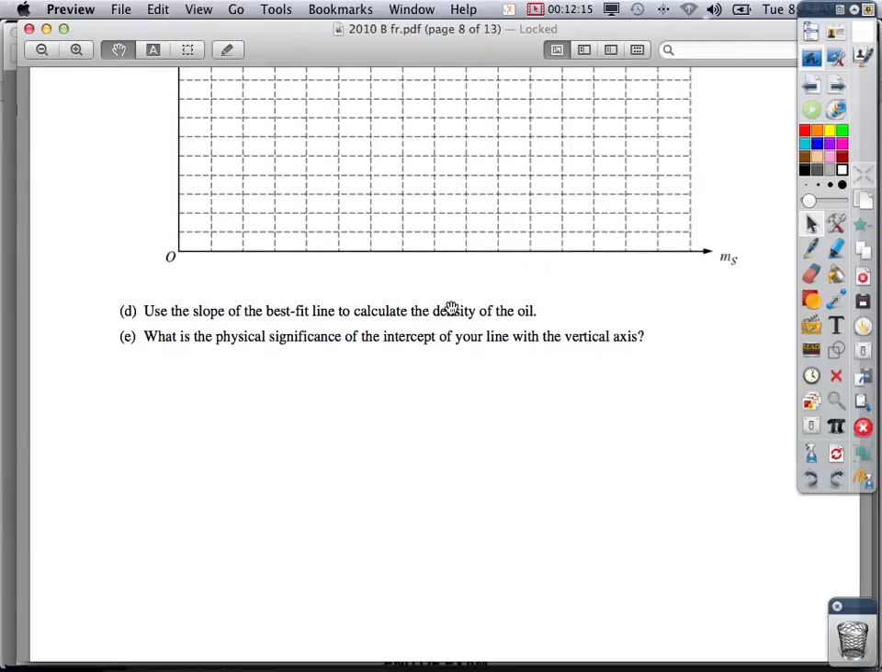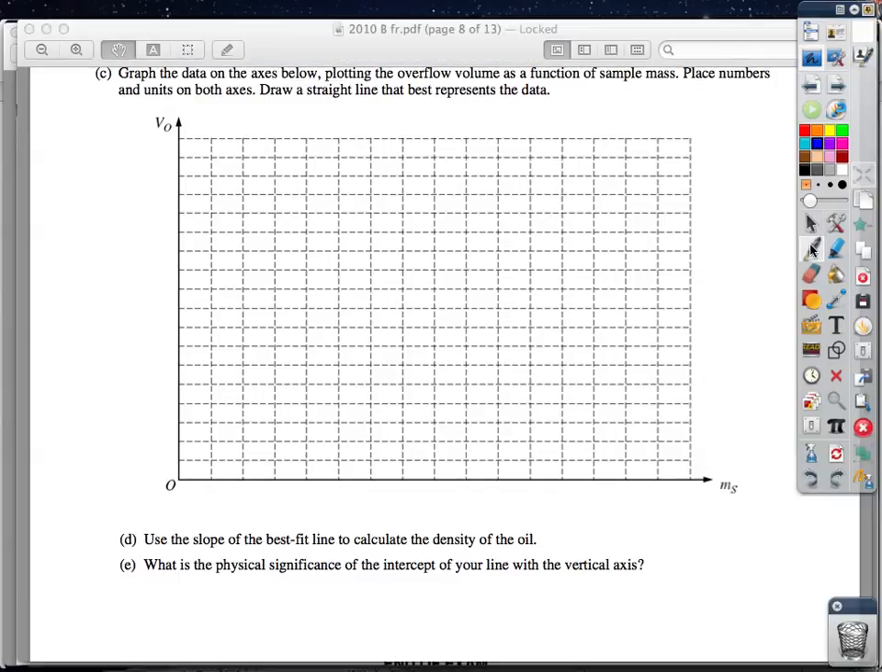So what is the physical significance of the intercept of your line? To me, the physical intercept would say I can calculate the mass of the cup by using the displacement. However you want to do it. What they're trying to see is, did you do this? Did you go from 0? Or did you actually plot the points and see that it's this, and then it goes through that?